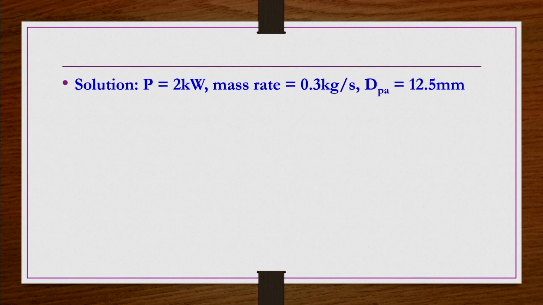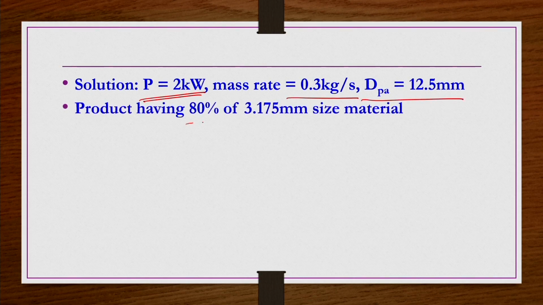So, in the first case P is 2 kilowatt and the mass rate is 0.3 kg per second, which you have to convert into tons per hour. dPa is 12.5 mm, it is given. The product is having 80% of 3.175 mm size material. In the product 3 values are given: 80% of material having 3.175 mm, then 10% of material having 2.5 mm, and the remaining 10% of material having 2.25 mm.